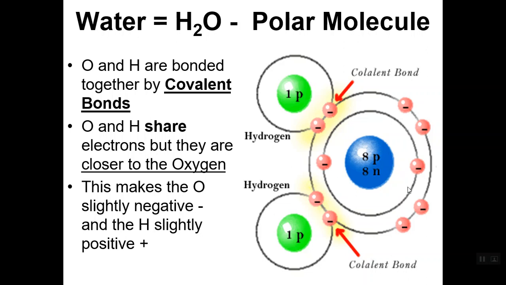That's this blue molecule here that I'm circling. The hydrogens are here in green, so they each have 1 proton. And these red spheres with the negative charge are your electrons, right? And then atomic mass, if you remember, is what you get when you add the protons and the neutrons together. So the atomic mass of oxygen would be 16, and the atomic mass of hydrogen would just be 1 each.